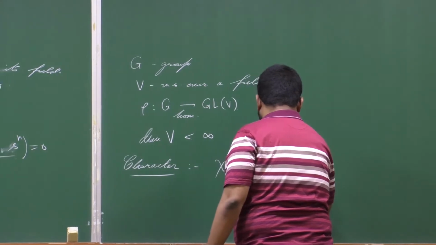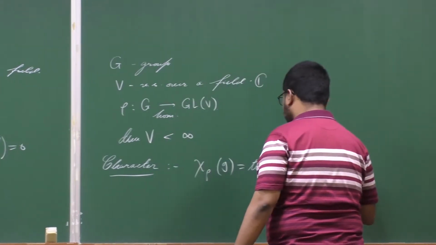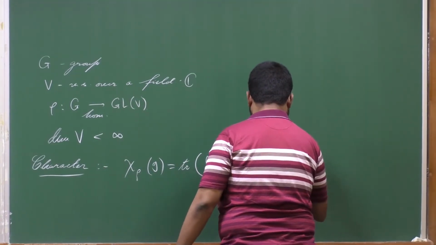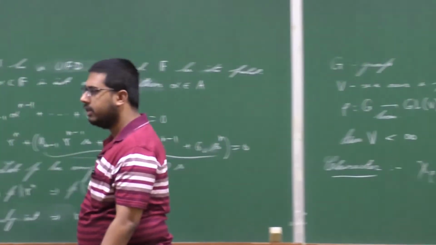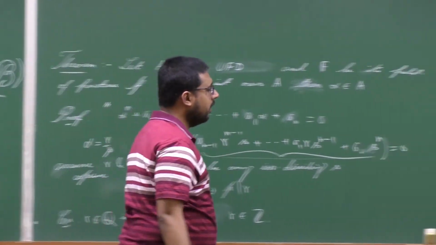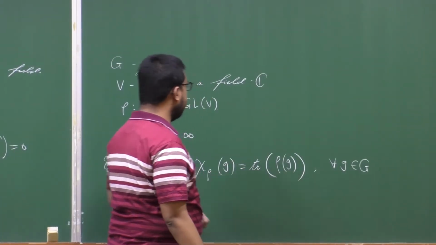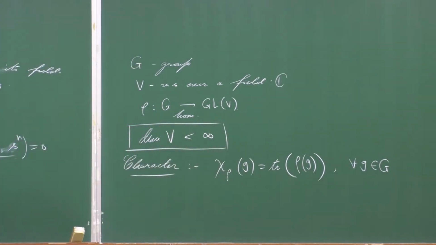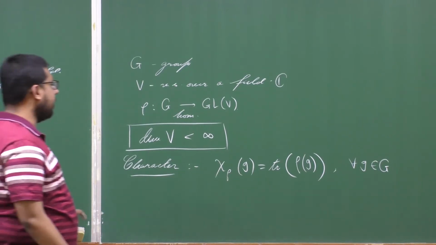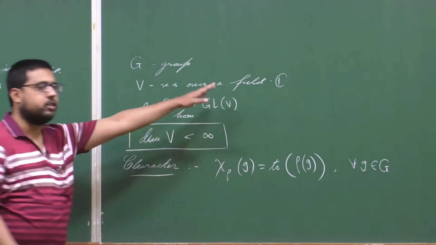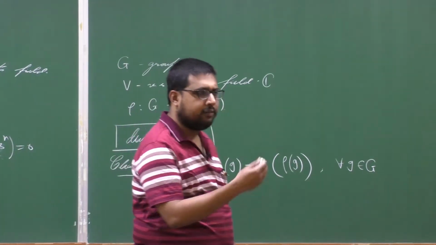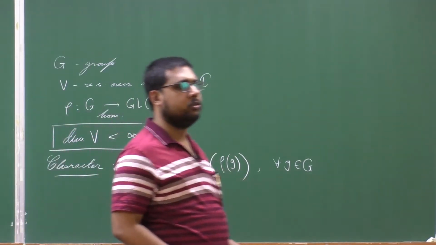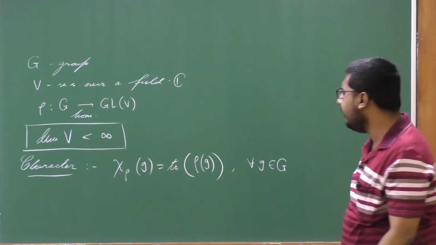So therefore we define the character chi of rho at the point g by this. Okay. So basically it is simply the trace of the corresponding linear operator. And that makes sense because we have assumed this finite dimensionality. So in our course, whatever is left out, we will be only considering representations over C of finite groups. But however, as I said, in many places you can see that the definition goes through over some more general setting as well.